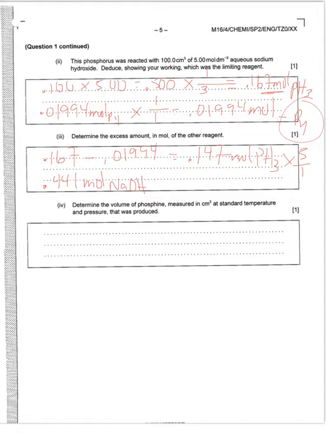Determine the volume of phosphine measured in centimeters cubed at standard temperature and pressure. Well, if I'm getting 0.01994 moles at STP, then I know that should be 22.4 liters per mole at STP, which gives me 0.447 liters, or 447 centimeters cubed.